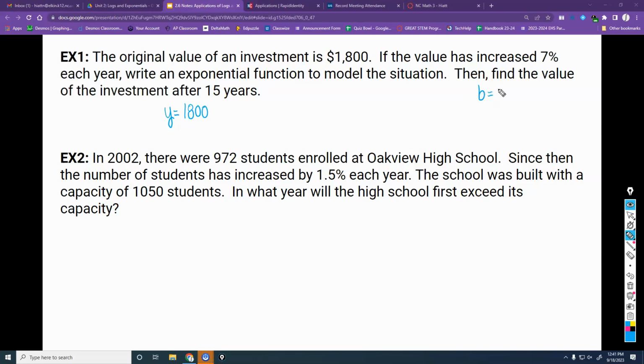We are going to use 7%. But for the b value, is this growth or decay? It is growth because we are increasing, right? So that's growth. So we're going to do 1 plus, and we have to add the 7%, but we have to make it a decimal. So Adriellis, what is 7% as a decimal? 0.07. So that means we're using 1.07.